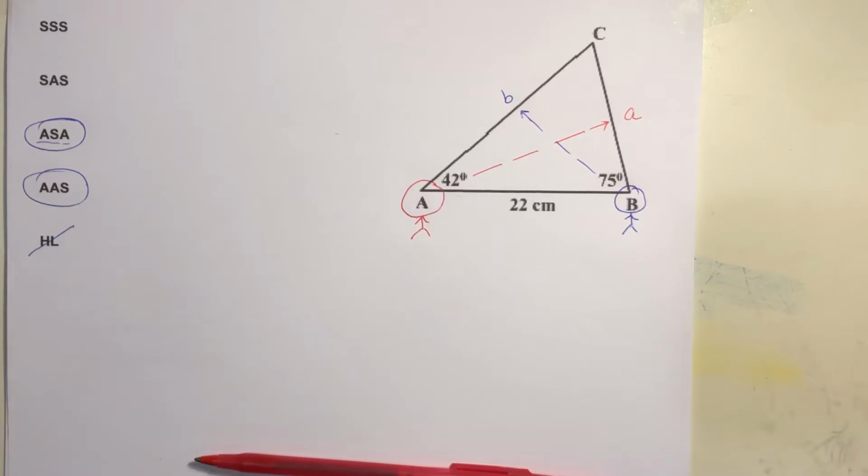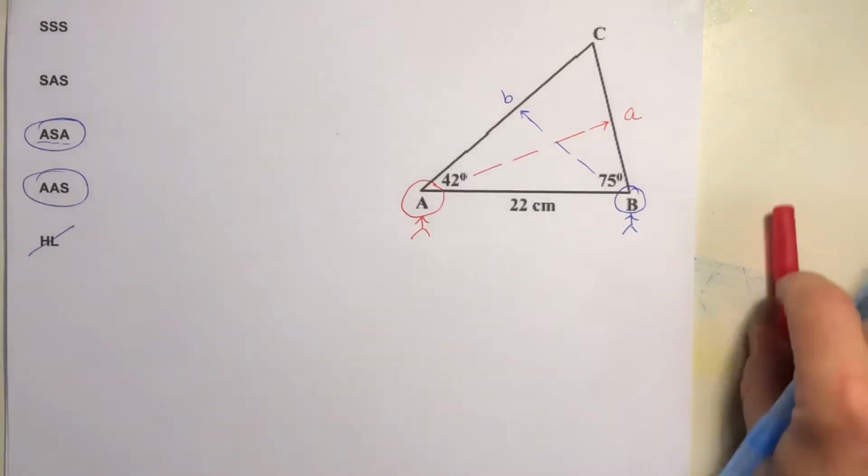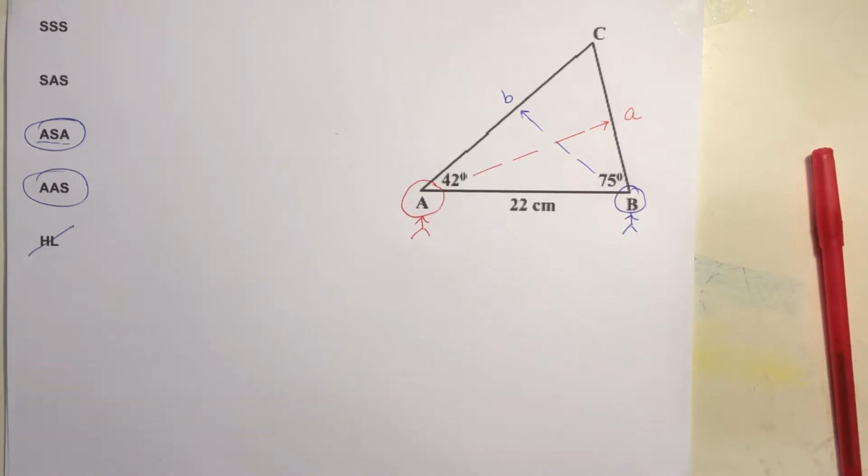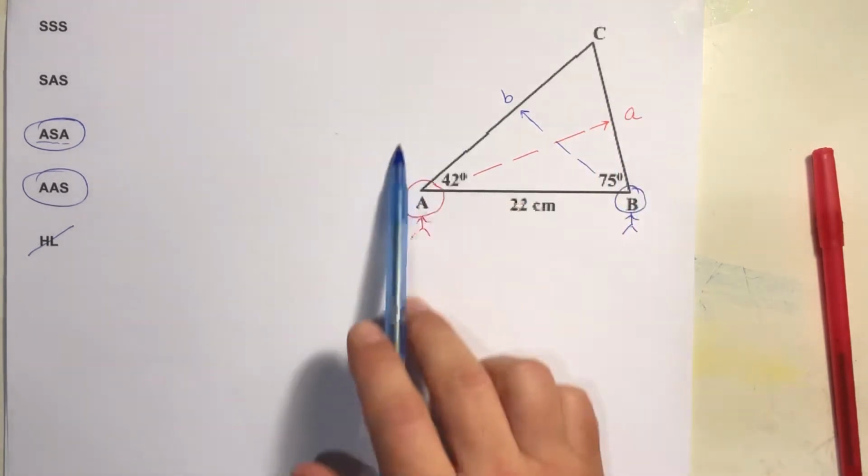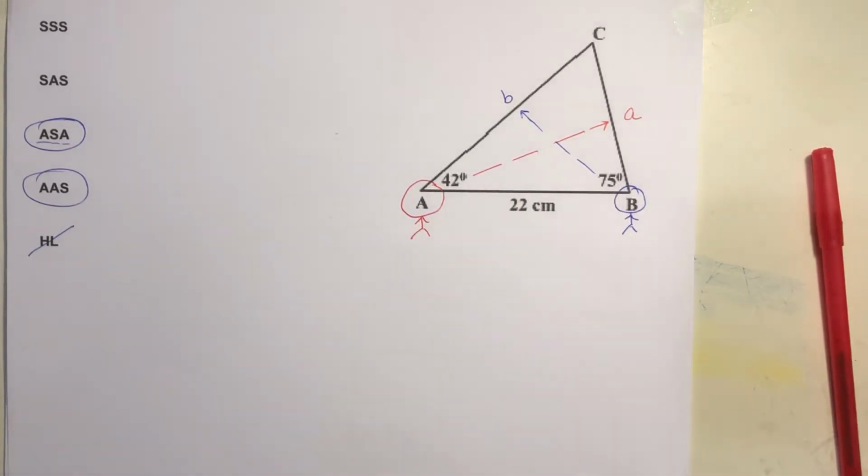So I got a bunch of questions throughout the week about the Khan Academy videos, so I figured I would clarify. What I have set up right here is a good example of where we could use the law of sines. One particular way to use the law of sines is if you have two angles and a side.